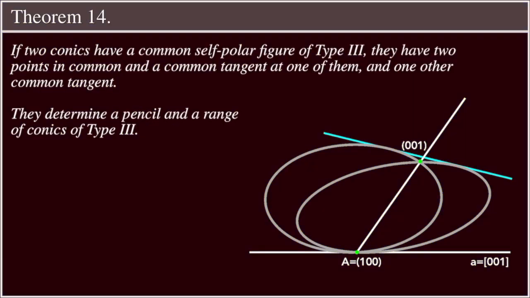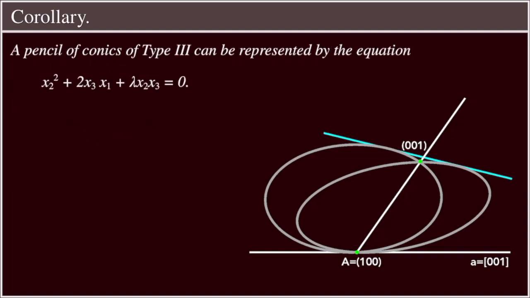Theorem 14. If two conics have a common self-polar figure of type 3, they have 2 points in common and a common tangent at one of them, and one other common tangent. They determine a pencil and a range of conics of type 3. Corollary: a pencil of conics of type 3 can be represented by the equation x2 squared plus 2 x3 x1 plus lambda x2 x3 equals 0.